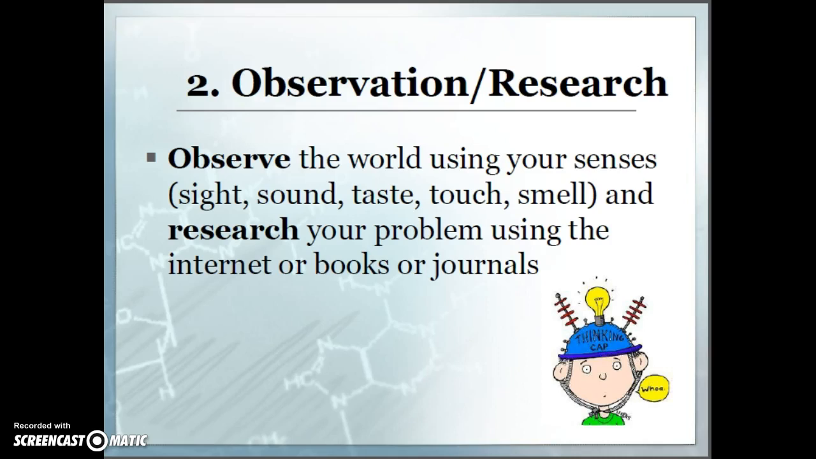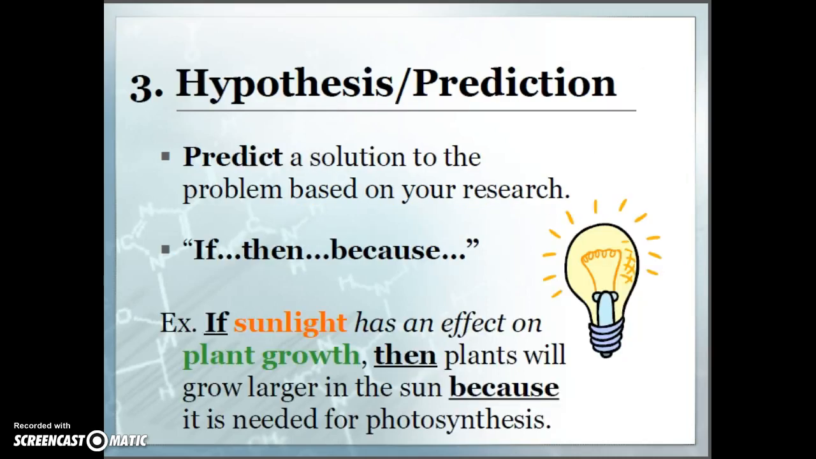We're going to look around, use our sight, sound, taste, touch, smell, all of our five senses, and we're going to research our problem. We can also look it up on the internet, in books, or in scientific journals. We're just going to think. And then that leads us to a prediction or a hypothesis. So we are going to predict an outcome based on the information that we researched.